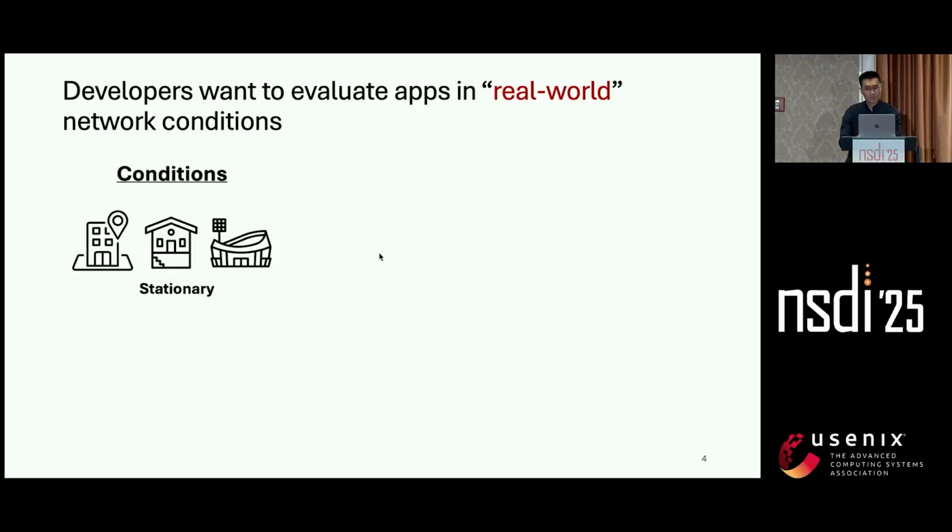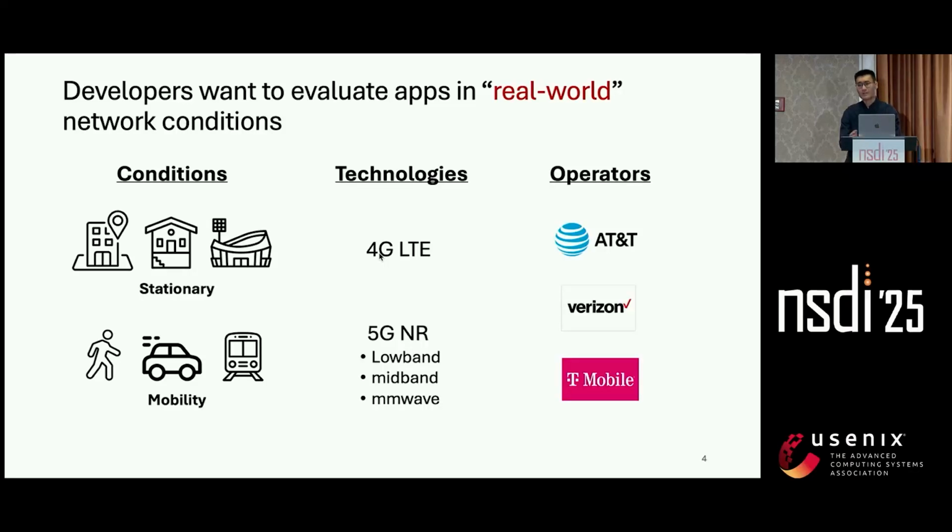For example, you may want to see how your algorithm performs in challenging conditions like in a basement or in a crowded stadium, or even under various device mobility such as walking or driving. There are also other combinations of different technologies and network operators that you want to test.